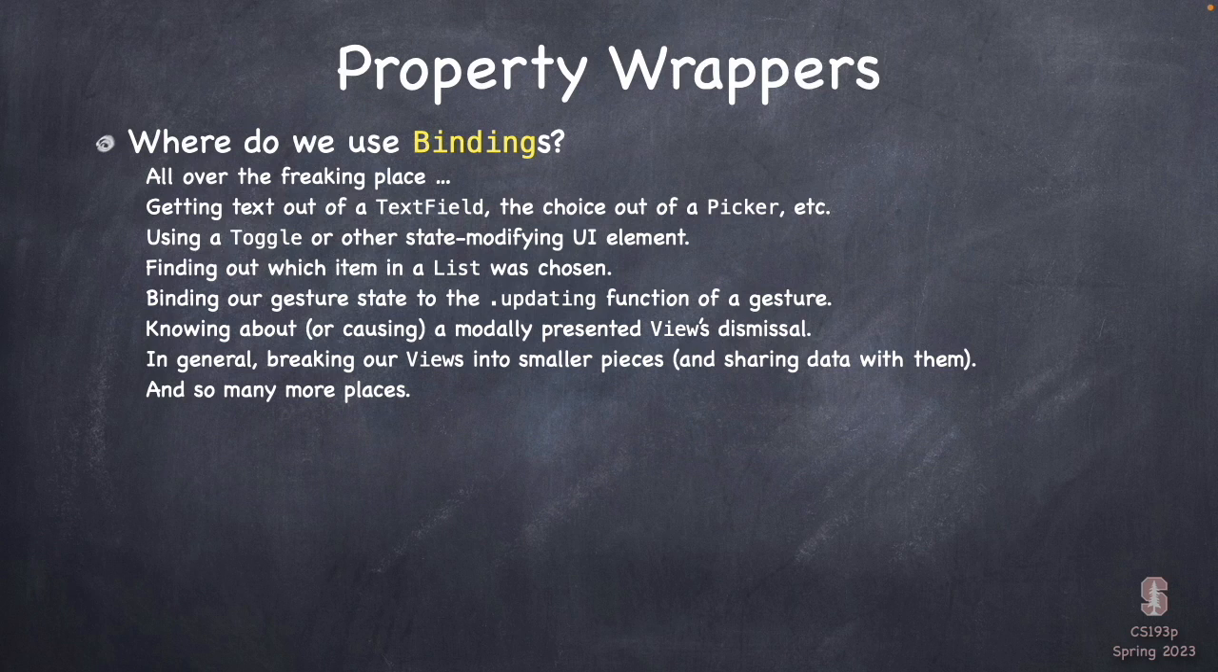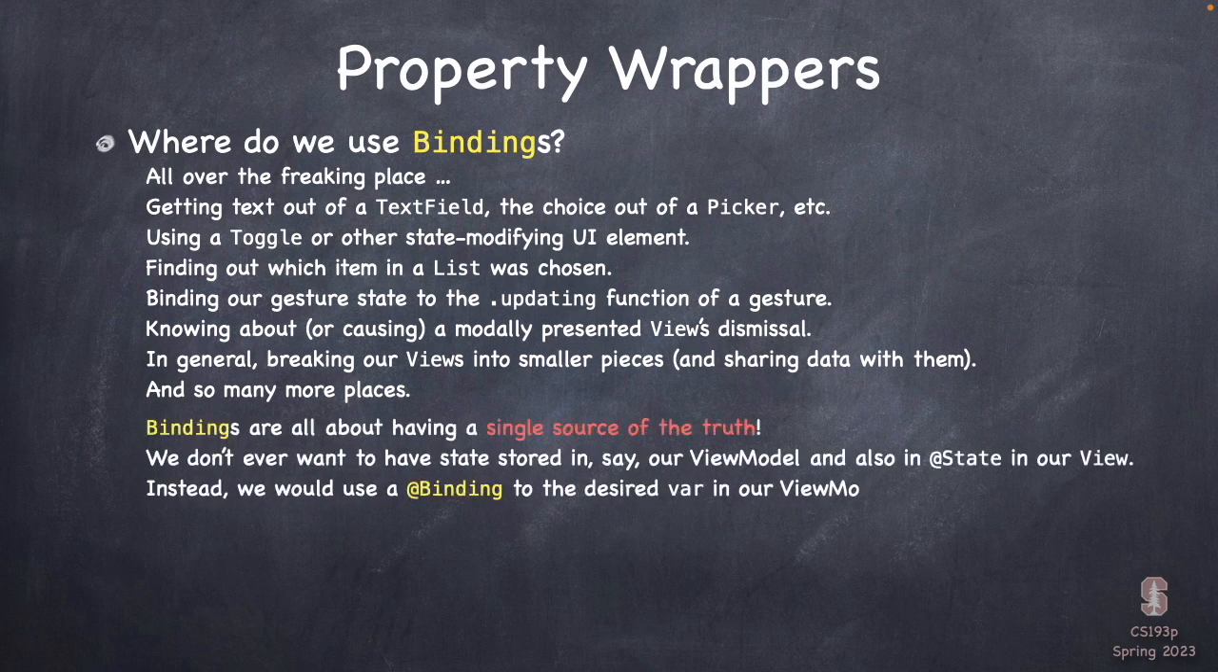We use bindings all over the place to break our views up into smaller views, where when we break it into the smaller view, it needs to refer to some state in the bigger view, right? So the bigger view will pass some binding to its own state. And so many more places. You're going to start seeing bindings everywhere. In fact, I'm amazed we're able to get this far without talking about binding, because it's really absolutely everywhere.